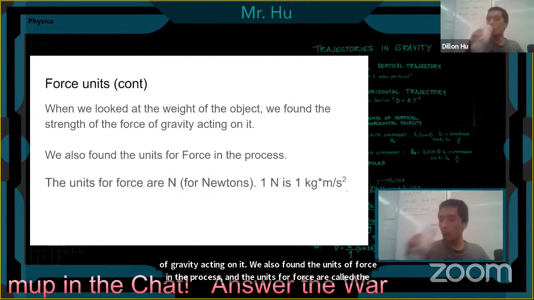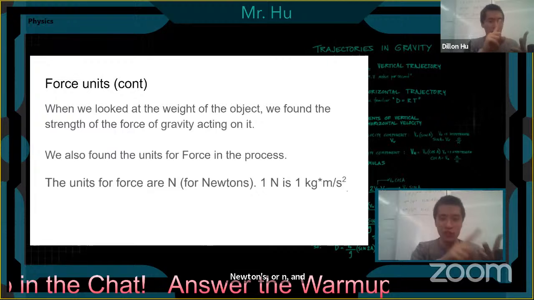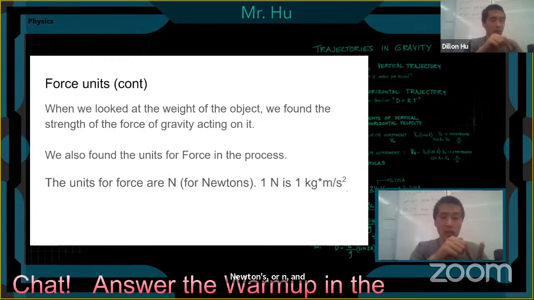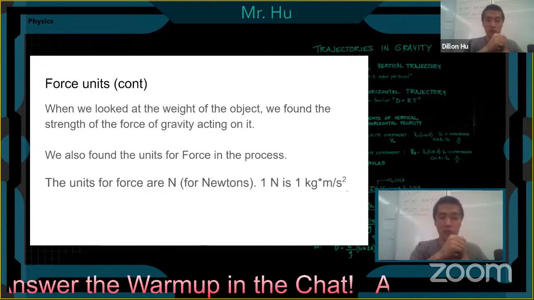Should I summarize? Force is different than mass. Weight is different than mass. Weight is the force of gravity. Mass is how much stuff you have. Units for force are newtons, and 1 Newton is 1 kilogram times meters per second squared.